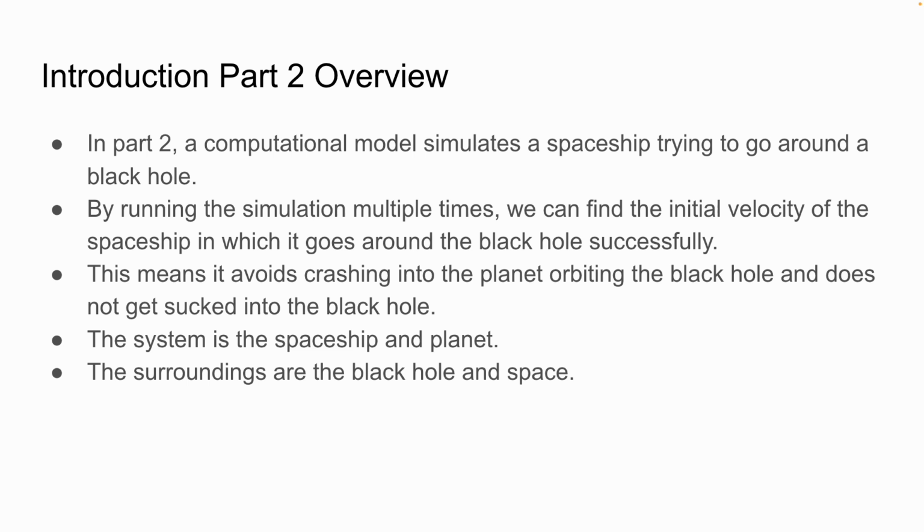Part 2, a computational model simulates a spaceship trying to go around a black hole. By running the simulation multiple times, we can find the initial velocity of the spaceship in which it goes around the black hole successfully. This means it avoids crashing into the planet orbiting the black hole and does not get sucked into the black hole. The system is the spaceship and planet. The surroundings are the black hole and space.